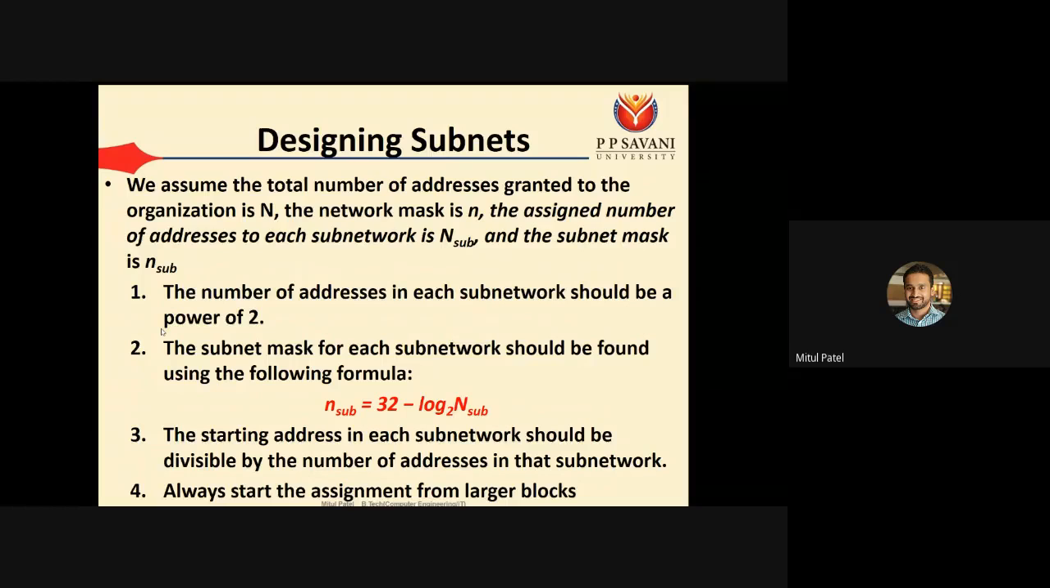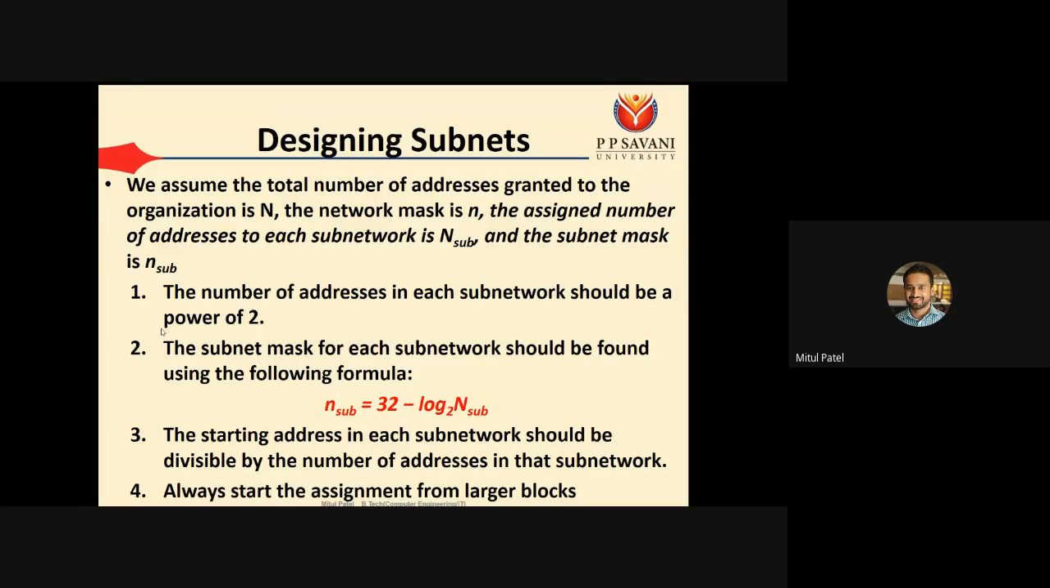For example, even if the requirement is 10, we have to assign a block of 16 addresses. If the requirement is 30, we still assign a block of 32 addresses. For a requirement of 60, we allocate 64 addresses. For 120, we allocate a block of 128. That means the total number of addresses in a block must be a power of 2.